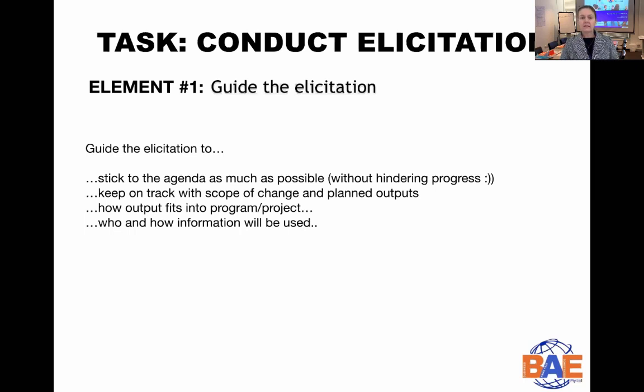So make sure that you are actually describing requirements that fall within the scope of what you're talking about. How output fits into the program. So it's good that you understand, as part of the output that you're generating for elicitation, be clear about how this output will be used and where it fits. And then, of course, to just add to that, who and how will information in fact be used.